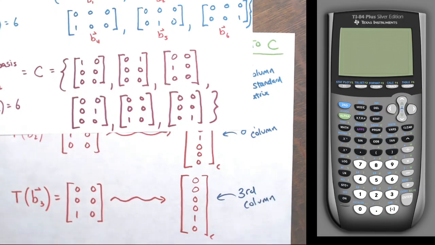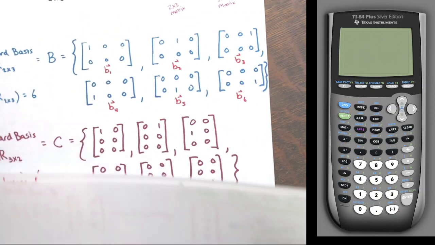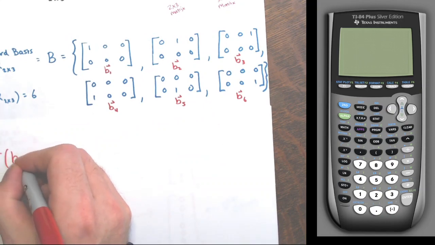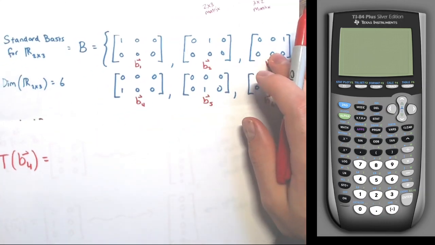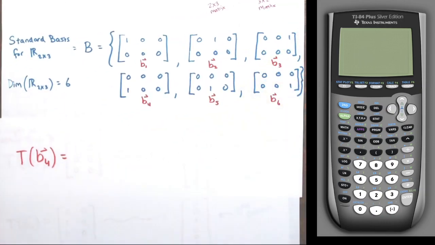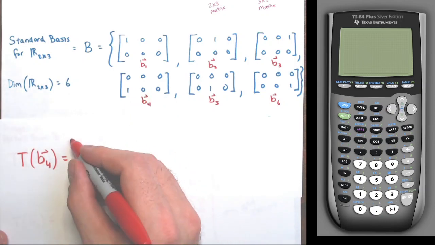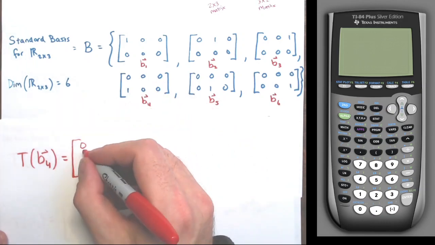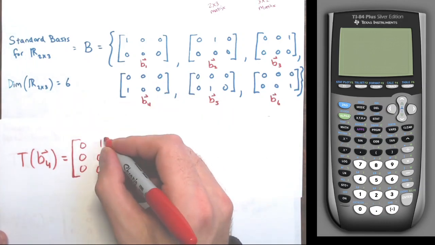All right, then T of B4. Okay, T of B4. The fourth basis vector from B, the fourth standard basis vector of the domain. B4 is this. I'm doing the transpose, so first row is all zeros, so first column's all zeros. Then 1, 0, 0, 1, 0, 0.